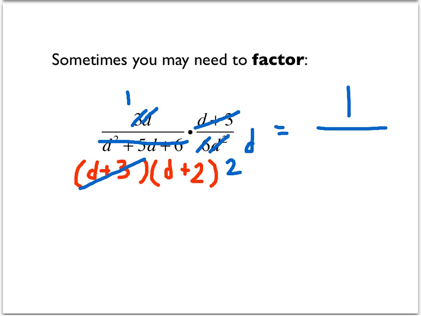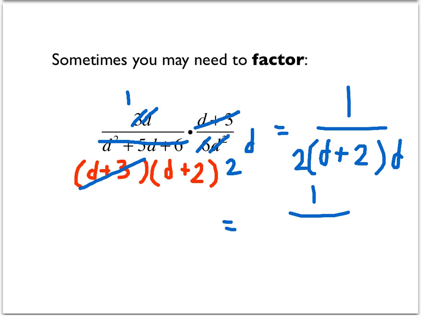And the only thing I have left in the denominator, I have this d plus 2 in parentheses, it looks like. And then I also have a 2 in the denominator, which I can put here. And then I also have a d. So really my final answer might look, if I clean this up a little bit, something like this.